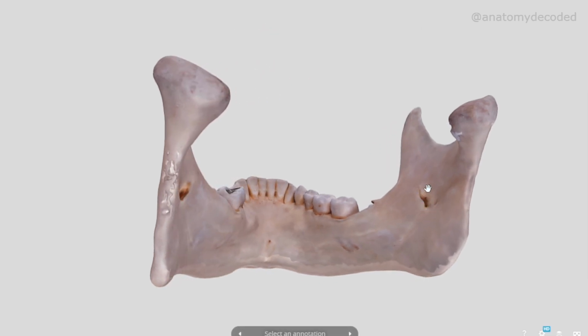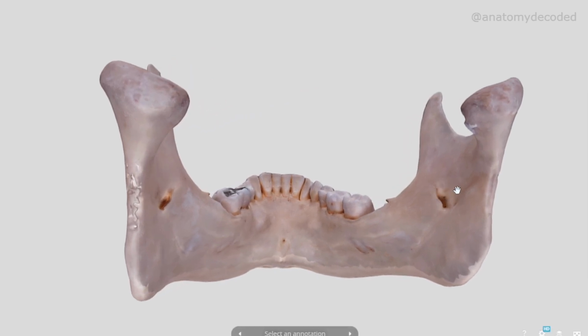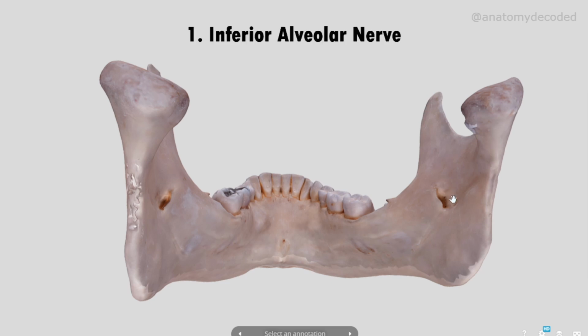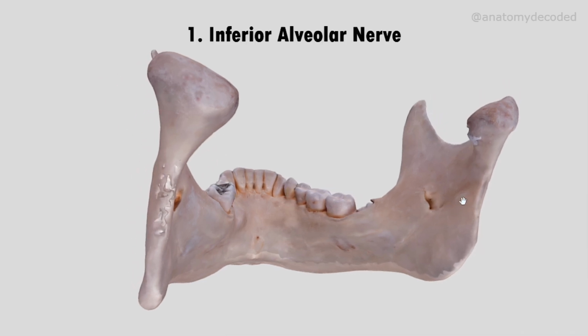First, identify this opening here. This opening is referred to as the mandibular foramen. Okay, the nerve which passes through the mandibular foramen is inferior alveolar nerve. Okay, it's a branch from the mandibular nerve. Okay, so this is the first nerve that you can remember, inferior alveolar nerve.